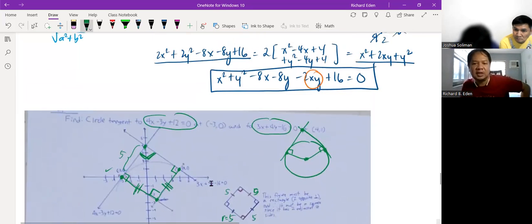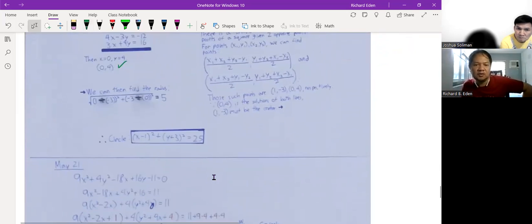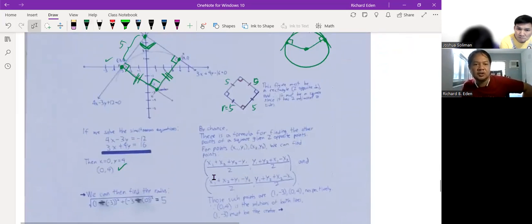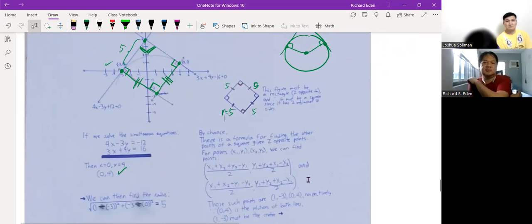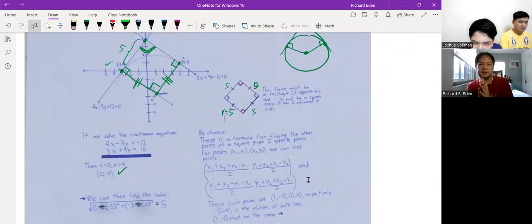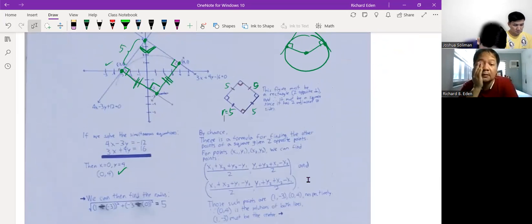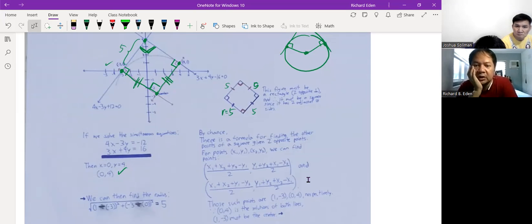Now the problem's asking for the equation of circles. So we already have the radius. The only thing we need, kulang na lang, would be the center. So by chance, here's the formula for finding the other points of a square given two opposite points. All right. Okay. Let's say you have x1, y1, and then x2, y2.